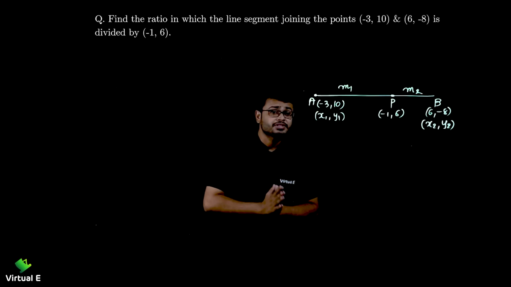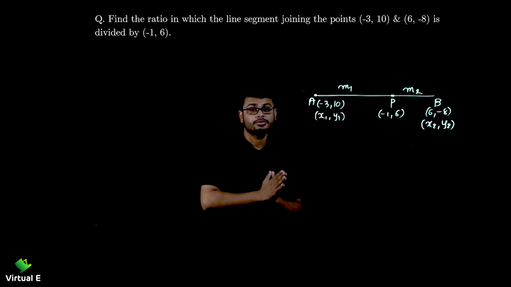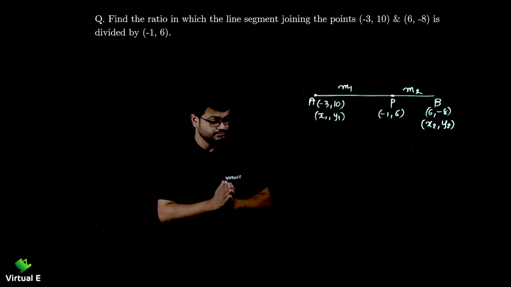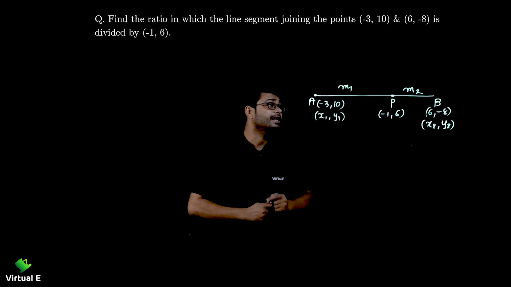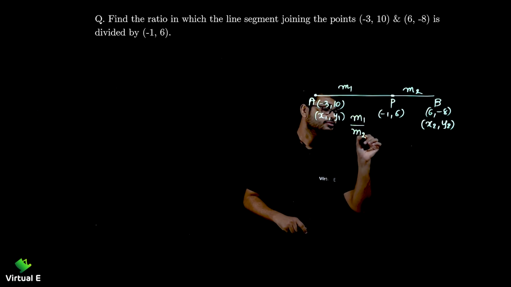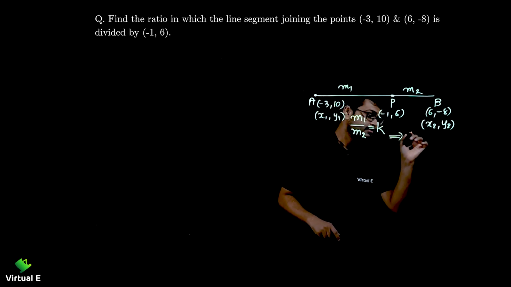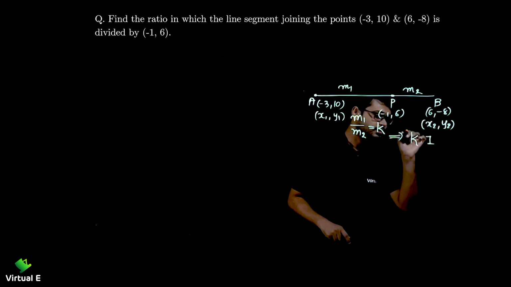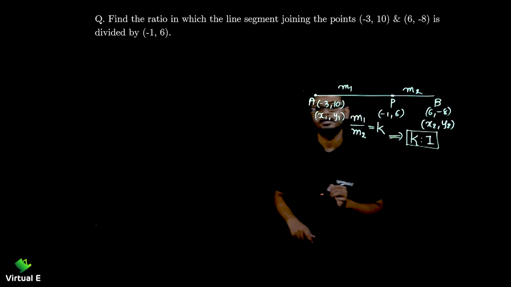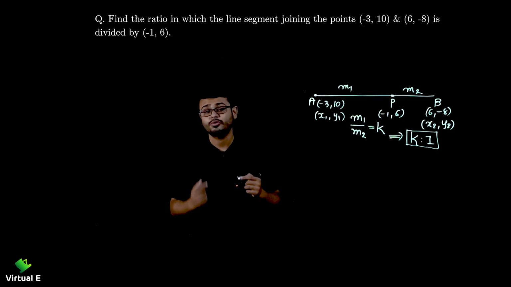Let's do the same sum with the formula of k. We are going to find the ratio with the another formula. Let's start. So you know that ratio is m1 by m2 is equal to k, and it will become k by 1. This will be my ratio for this formula, right? And what is the value of k? m1 by m2. We'll get the direct answer quickly.